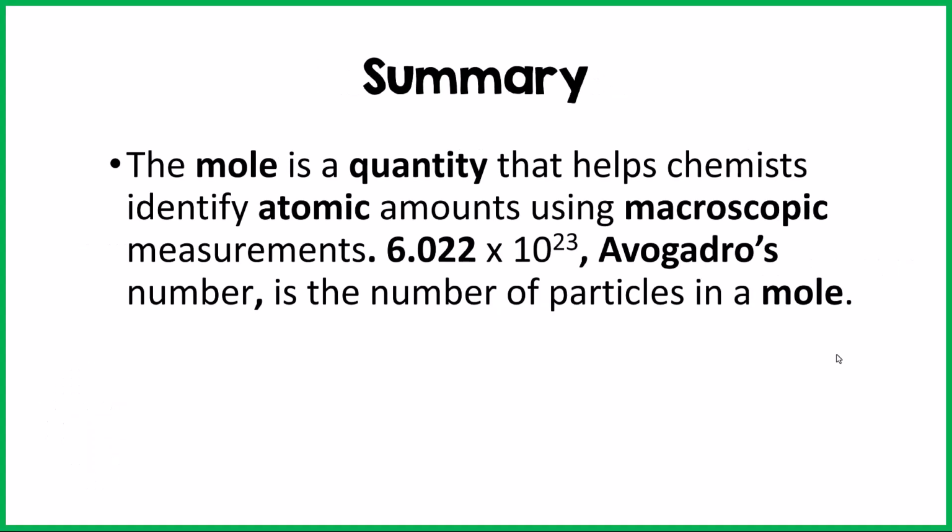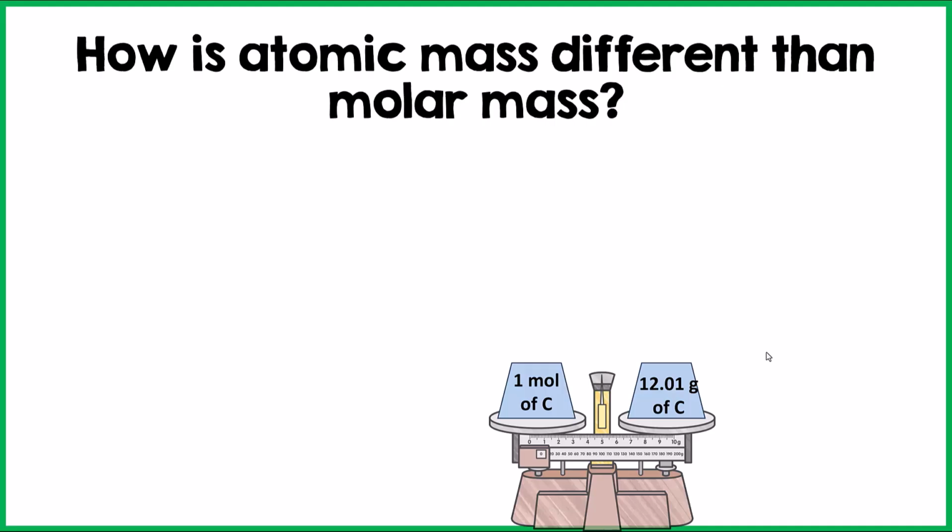So in summary, the mole is a quantity that helps chemists identify atomic amounts using macroscopic measurements. 6.022 times 10 to the 23rd, Avogadro's number, is the number of particles in a mole. Let's get into how atomic mass is different than molar mass. So we've talked about atomic mass in the past.